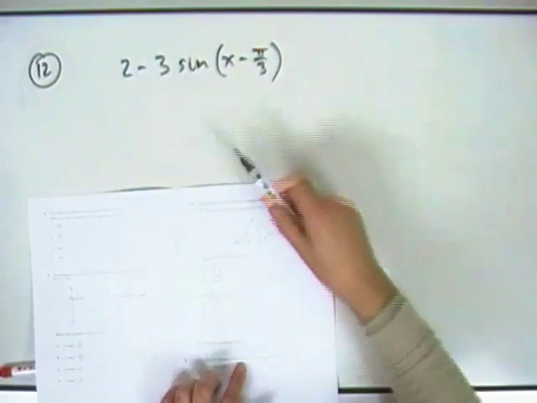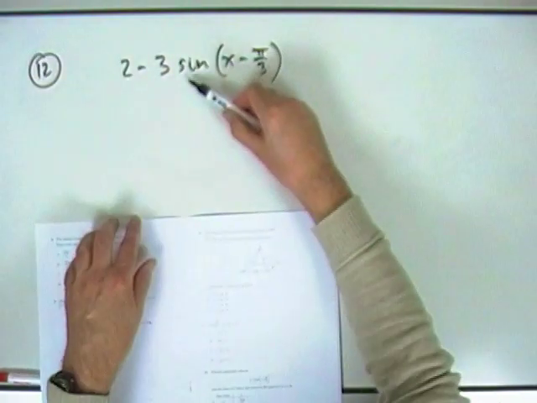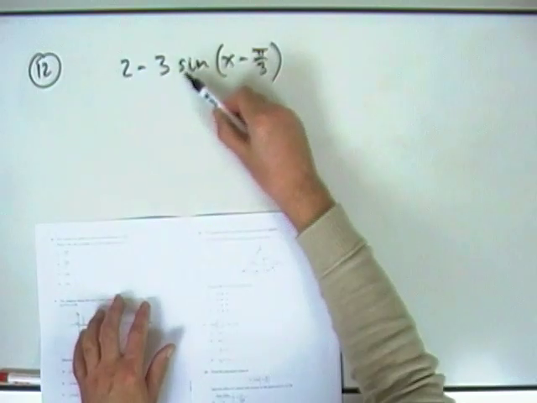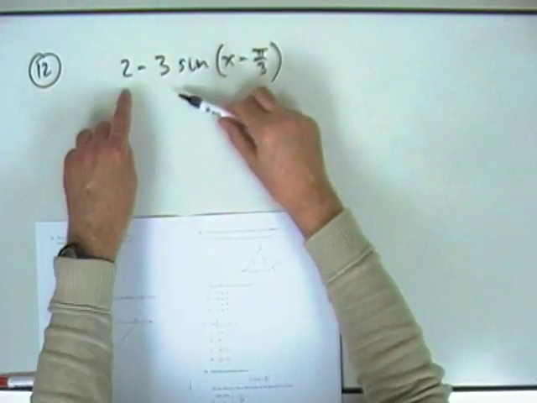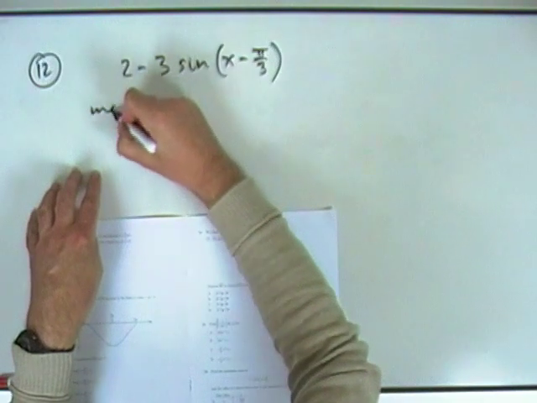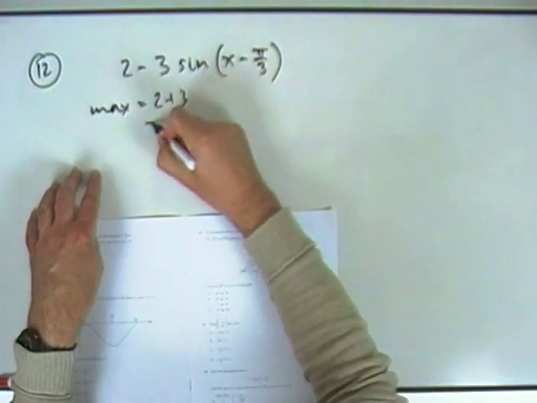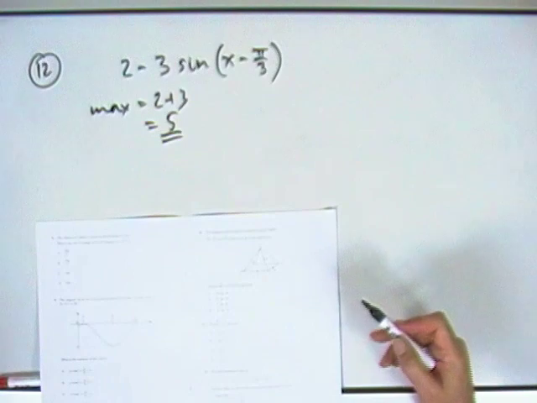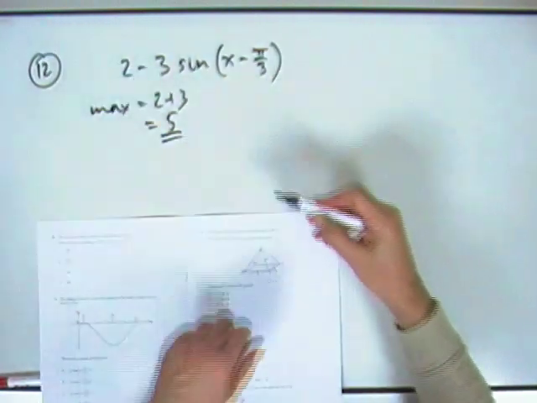Number 12. What's the maximum value of this? Well, sine can only go up and down 1. So 3 sine can only go up and down 3. So if you're starting at 2, the highest you're going to get to is 2 plus 3. So the maximum value is going to be 5. But it happens in the opposite order. Notice that's a minus 3.